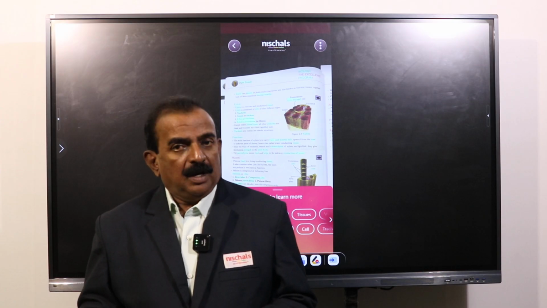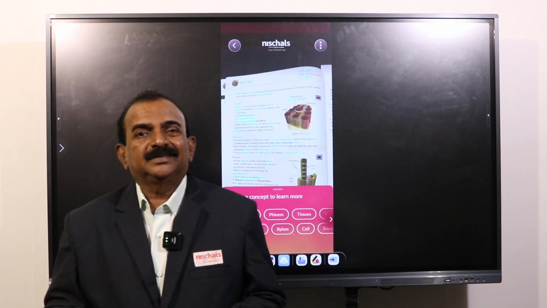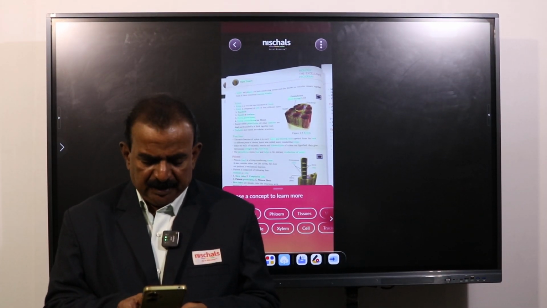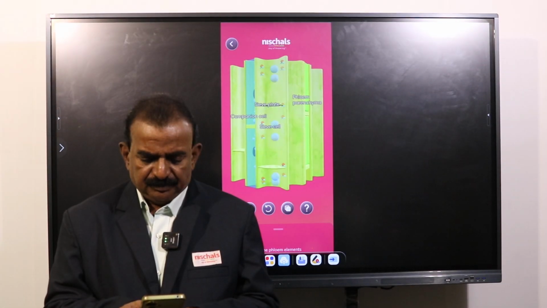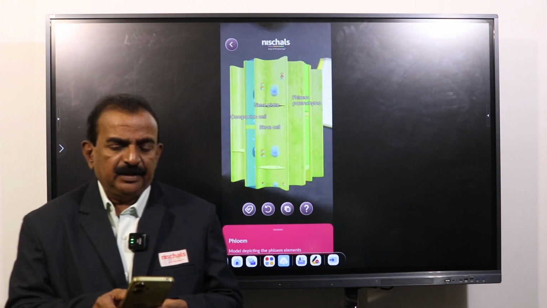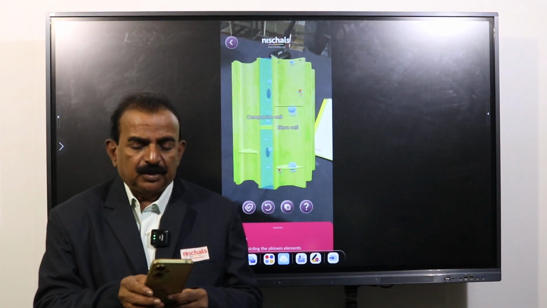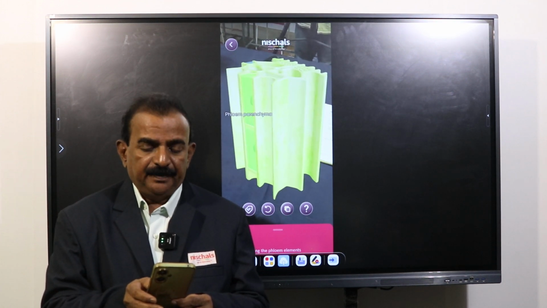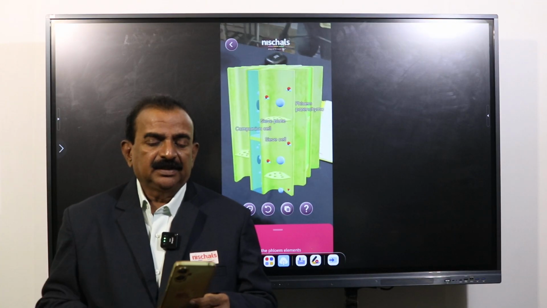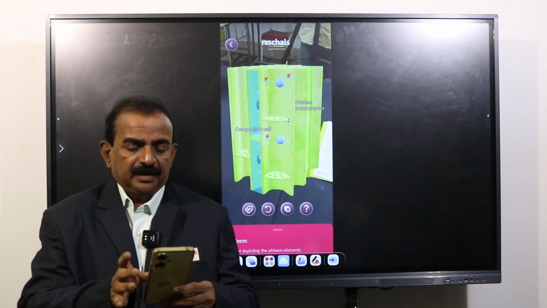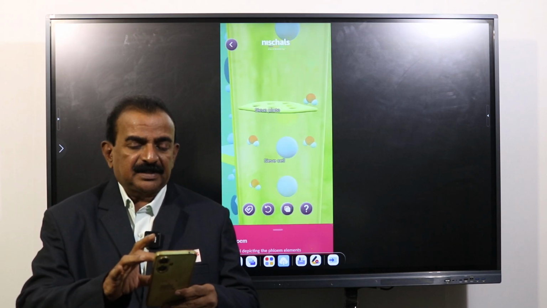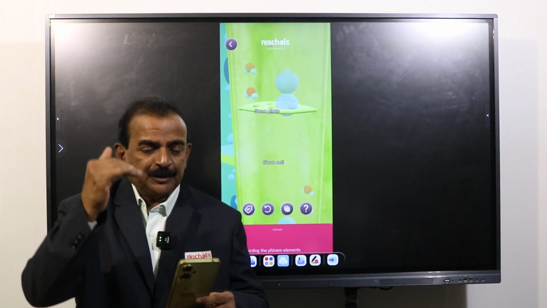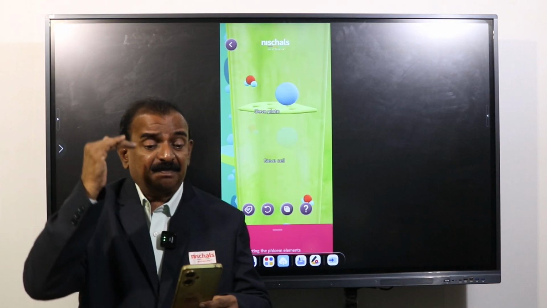Children, now I am operating Nischals 3D application on our interactive flat panel. Here you are observing the presence of phloem tissue. I already told you phloem tissue is useful for transportation. It is a clear picture, and there you see the presence of sieve tube, and also you see how the food is transported from the top parts of the plant body.